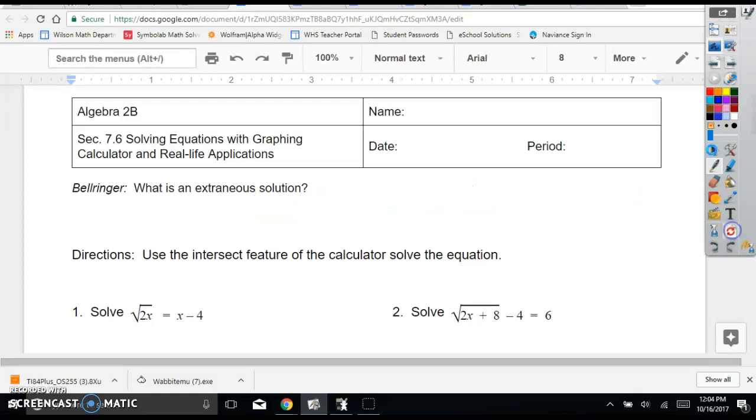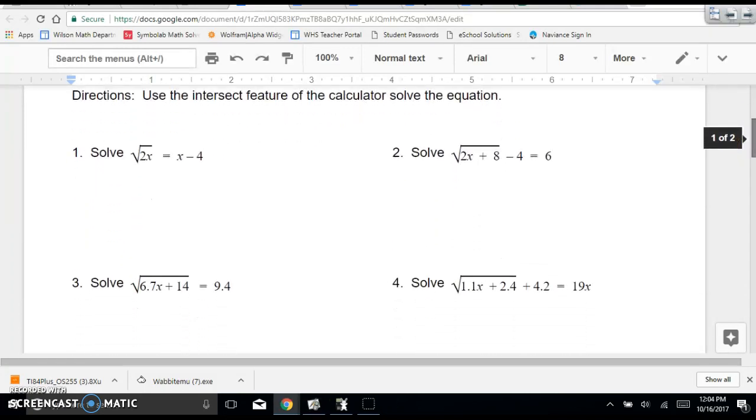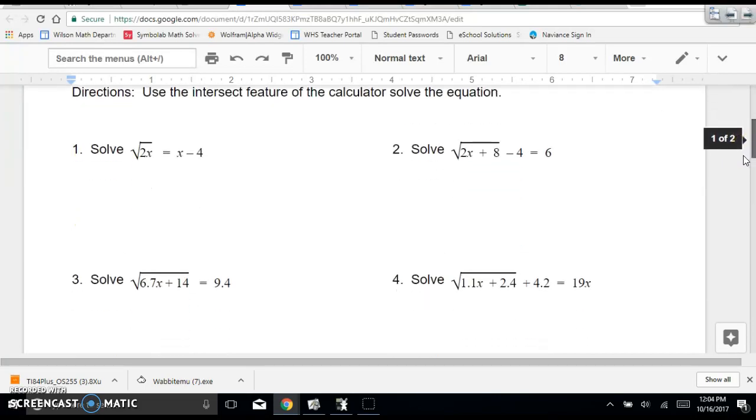Moving down to the actual problems here that we're looking at after the warm-up. Use the intersect feature of the calculator to solve the equation. That's exactly what we're going to do. So our EQ is, what is an extraneous solution? Well, we're going to find out here in a second, also graphically.